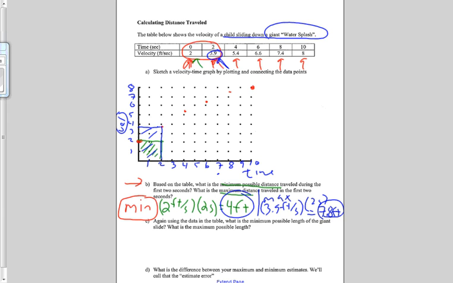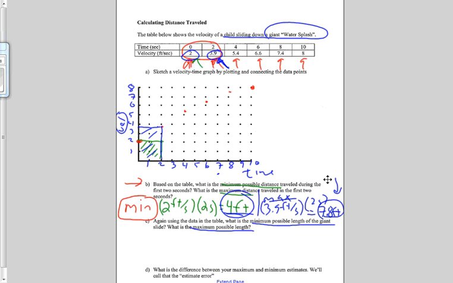So in other words, our minimum guess is that we went 4 feet using the fact that we were going 2 feet per second for 2 seconds, the lesser of the velocities, and our maximum approximation for the distance would be 7.8 feet, and that's using our greatest speed throughout the whole time. Well, we could go out and continue to make a minimum approximation for the total length of the slide and a maximum possible length for the entire slide. And we'll do that now.